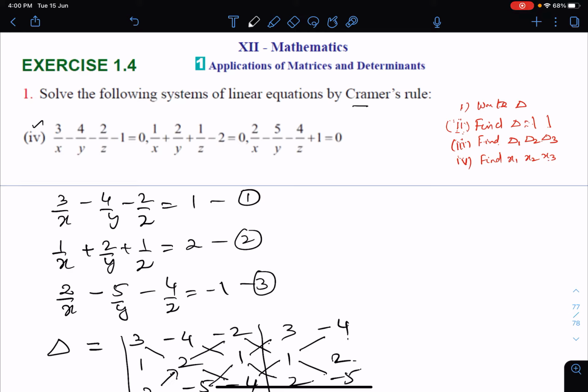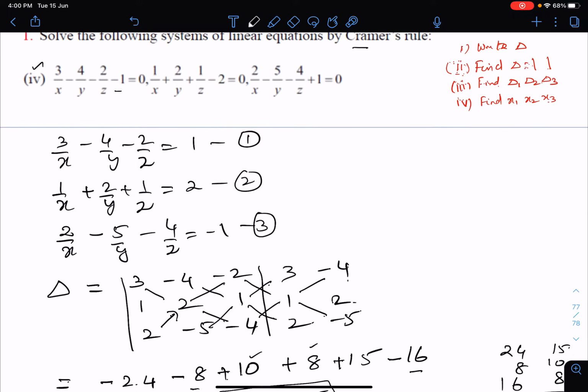We have been given 1 by x, 1 by y and 1 by z. You keep it as it is, and at the final stage you can invert your answer to find x, y and z. And one more thing, here the constant is on the left hand side, so you are going to bring it to the right hand side and then name the equations 1, 2 and 3.